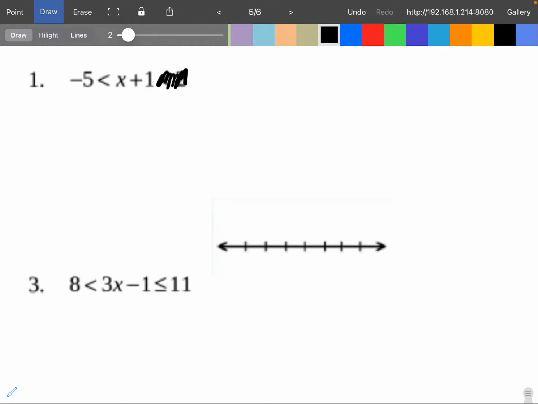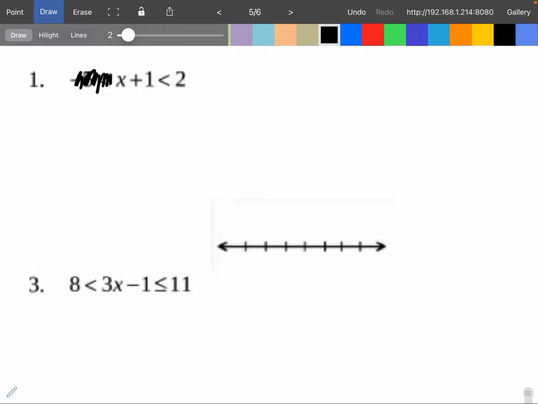So the first thing you guys got to see here on number 1, do you guys see that that's really 2 inequalities? If I scribble that out right there, do you see that that's 1 inequality there? -5 is less than x plus 1.